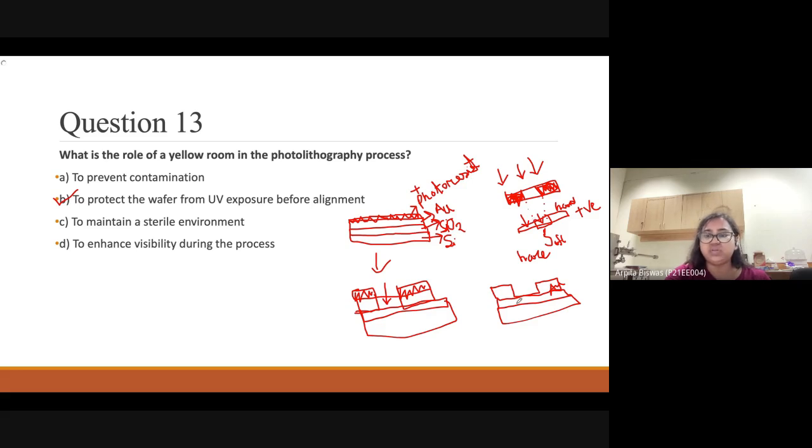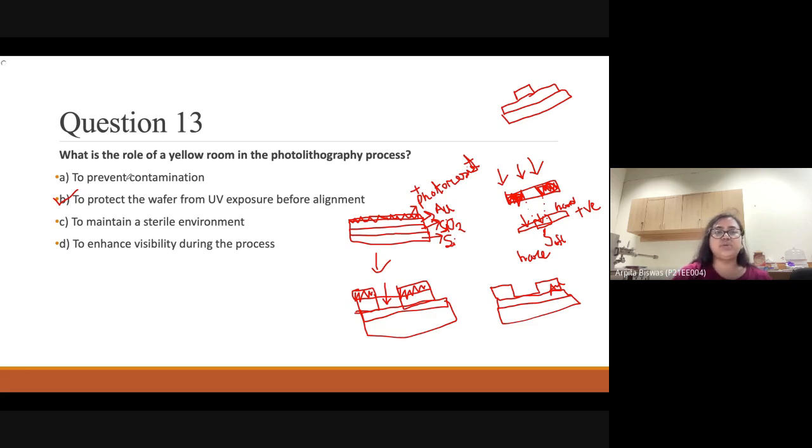Okay. So for negative, if we use the negative photoresist in this mask, we will get the opposite structure. Like in between, there is a metal layer, then an oxide layer, and then the silicon wafer. Okay. Now it is clear. Yeah. So now we can discuss the answer.